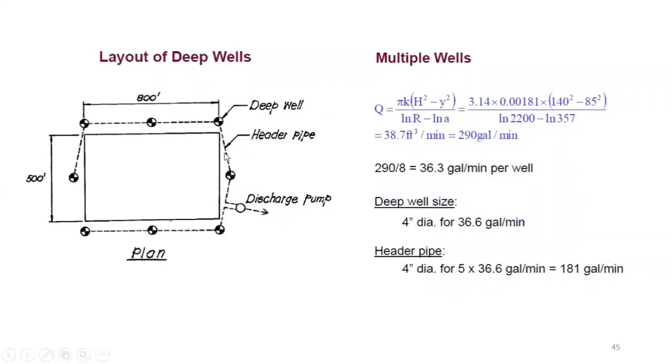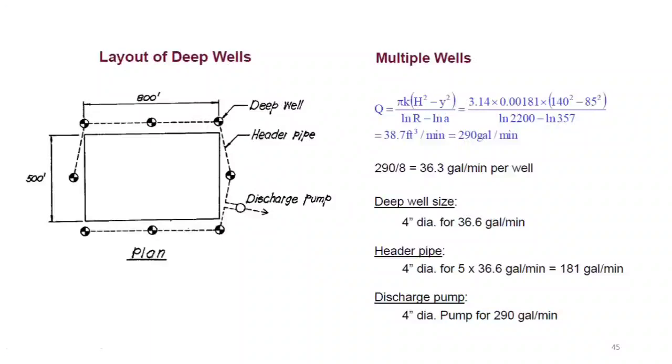So that means you need the size of the header pipe now. Like I said, if the header pipe size is sufficient for these 5 deep wells, it will be equally good for the other side as well. So a 4-inch diameter pipe should be sufficient, because you are getting about 40 or 36.6 gallons per minute from each well. So 36.6 into 5 gives you 181 gallons per minute. If you have a pipe which can accommodate this much flow of 181 on this side, it is going to work fine on this side as well, because you're getting 36 or about 37 gallons per minute from each well. So that's the size of the header pipe you can get accordingly.